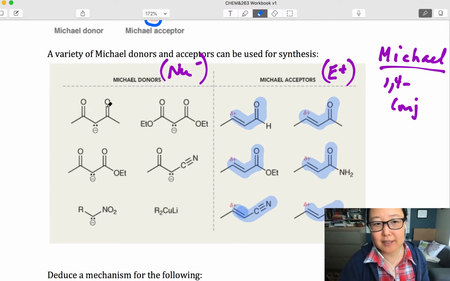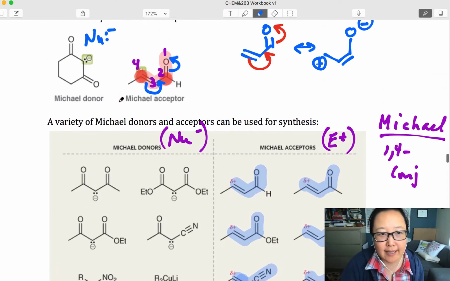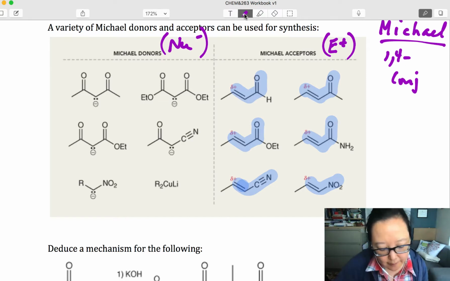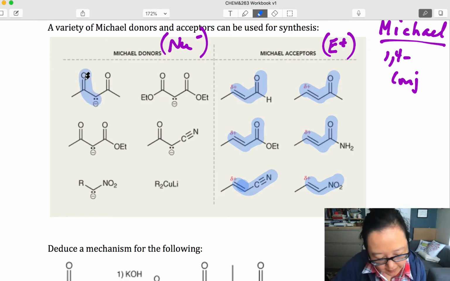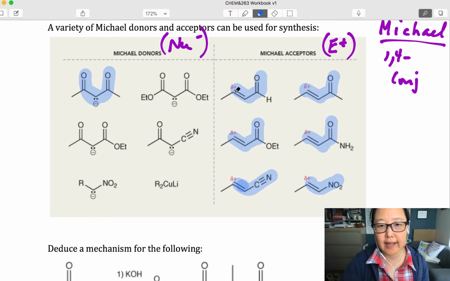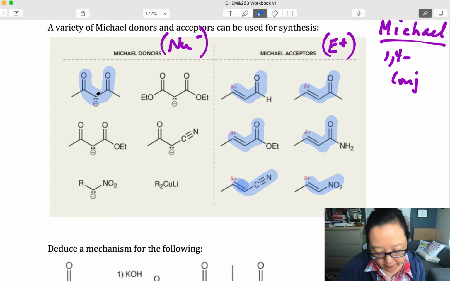enolates between two carbonyls, not just any enolate, because remember, an enolate is just one carbonyl, so there is some resonance, but if you can have two carbonyls, that makes it even softer. So these tend to react more at the 1,4 position than even just one carbonyl. So this is what we call a soft nucleophile as well.